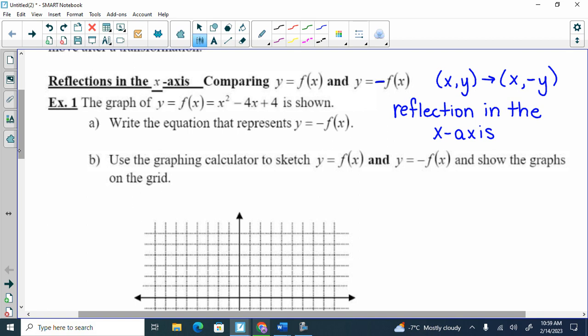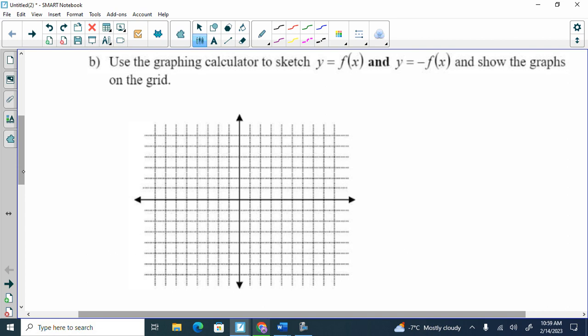Second graph gets you points, correct? So we can just plot them. So I have -1, 9. Now I don't have enough ticks for 9.